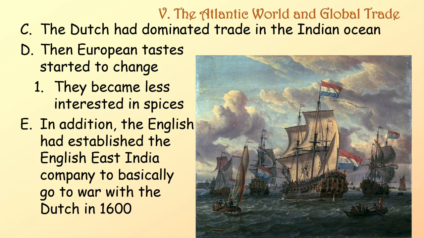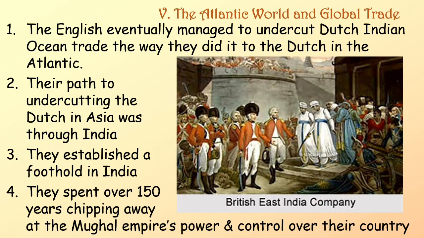The Dutch had dominated trade in the Indian Ocean, and then European tastes started to change. They became less interested in spices, and in addition, the English had established the East India Company to basically go to war with the Dutch in 1600. The English eventually managed to undercut Dutch Indian Ocean trade the way they did it to the Dutch in the Atlantic. And their path to undercutting the Dutch in Asia was through India.